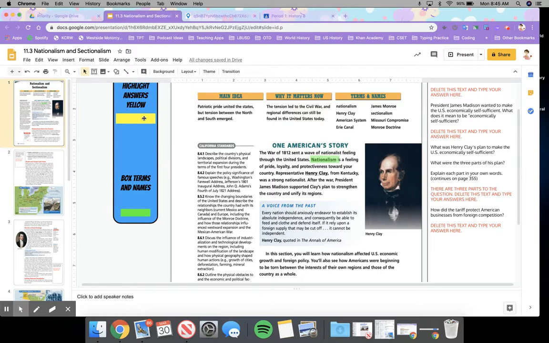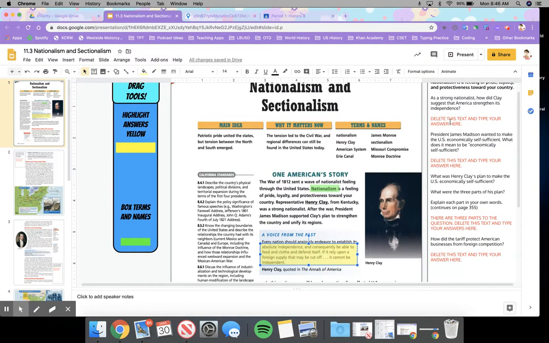So I'm going to take one of my yellow boxes here, and I'm going to click and drag it to here, and then I can resize to show the whole part of where my answer can be found. Okay. And then I'm going to go up here and I'm going to type my answer.